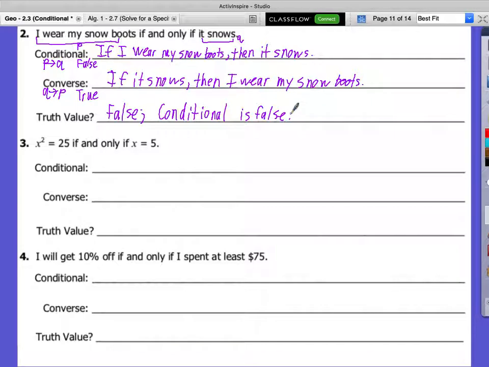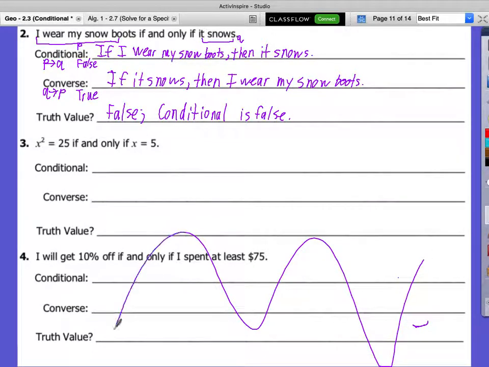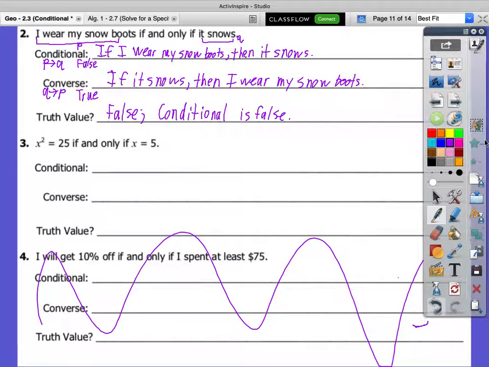Raise your hands if you want to do 3 together and 4 on your own. Okay, hands down. Raise your hands if you want to do 3 on your own and skip 4. Okay, that's the majority. We'll do that one. So we're going to skip 4, and we're going to do 3 together, or excuse me, we're going to do 3 on your own.